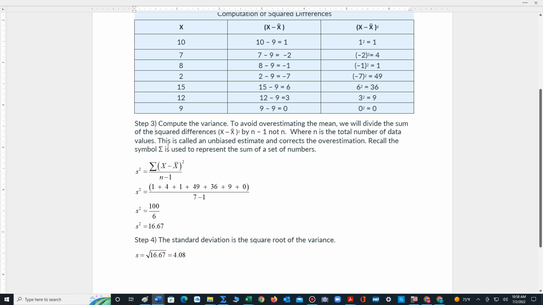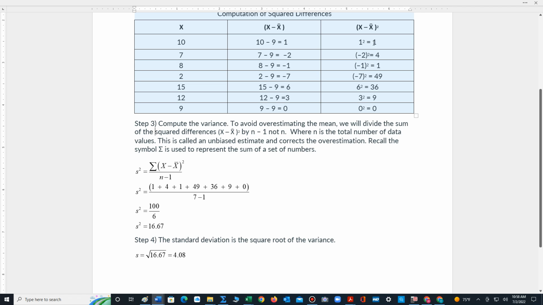Also, I just want to mention that this symbol is called sigma. It's used to represent the sum of a set of numbers. So when you see this symbol, think of adding up an entire sum of numbers. So the traditional formula for the variance is s squared equals the sum of all of these differences in the last column divided by n minus 1.